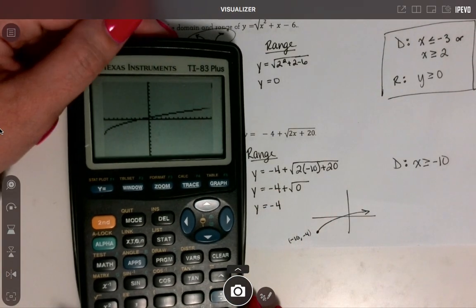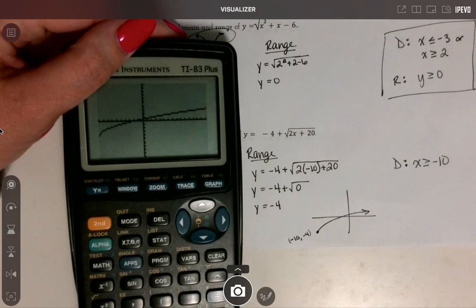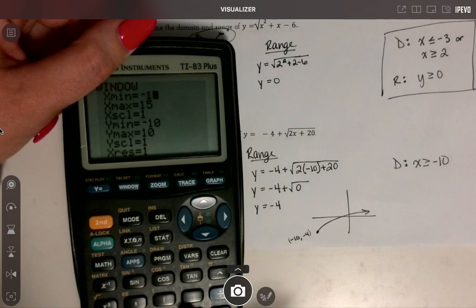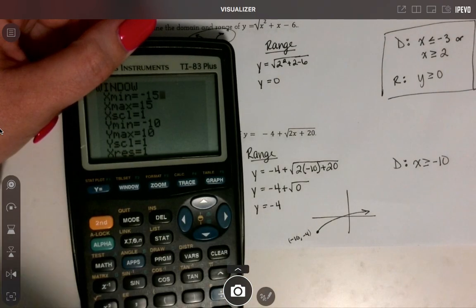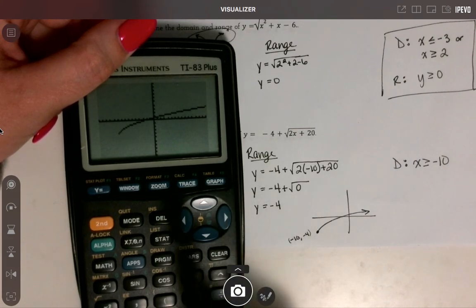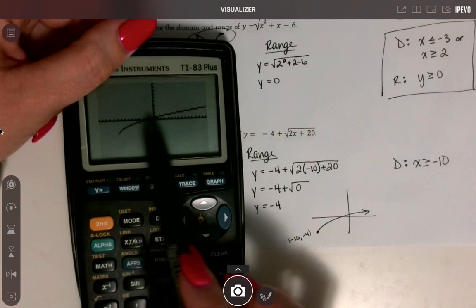And I just want to change my window a little bit because it's a little too close on this side. I want to see what the starting point is. So I'm going to hit window, and I'm going to change my x min to -15. I'm just going to push that window a little bit further to the left. Actually, my graph was pretty good. So my starting point is here, and I can see that it's going to the right.